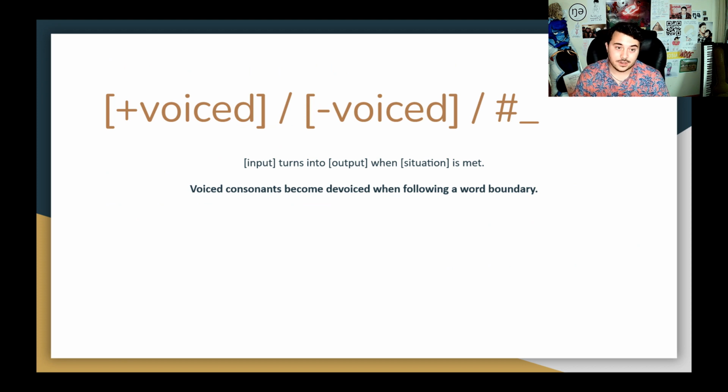So here's a classic one right here. If input turns into output when situation is met, something that is positive voiced, yes voiced, turns into minus voiced, devoiced, voiceless before a word boundary. That would be like ga turning to ka before a word boundary, because those are the only distinctions met. The only difference, hypothetically, between ka and ga is voiced. So once it becomes negative, ga becomes ka.